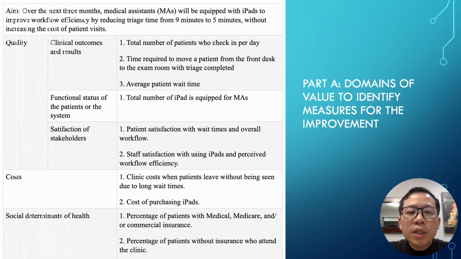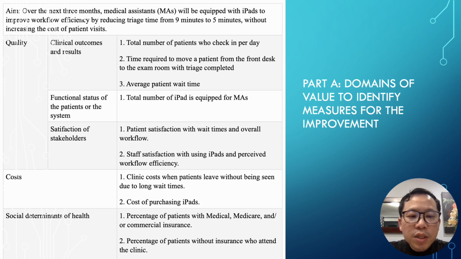Second part, the functional status of the patient or the exam. The total number of iPads equipped for the MA, satisfaction of the stakeholders, patient satisfaction with the wait time and overall workflow, staff satisfaction with using the iPad, and perceived workflow efficiency. The second factor, cost. Clinic cost when the patient leaves without being seen due to the long wait time. Second, cost of purchasing the iPad.